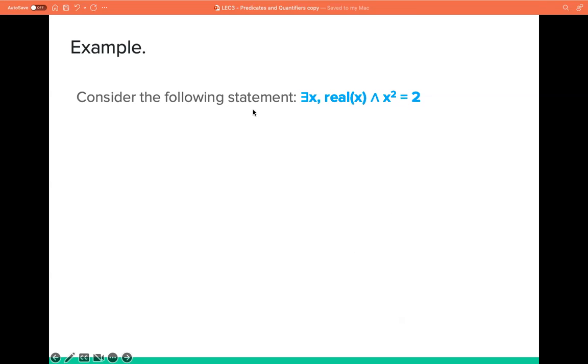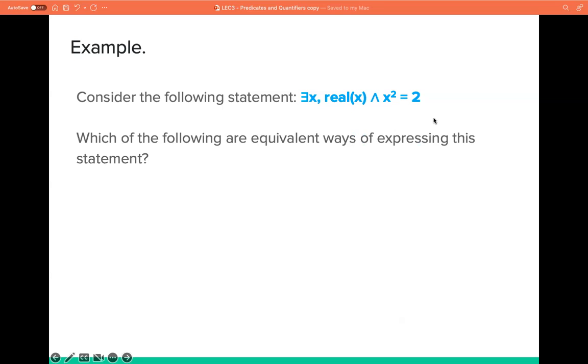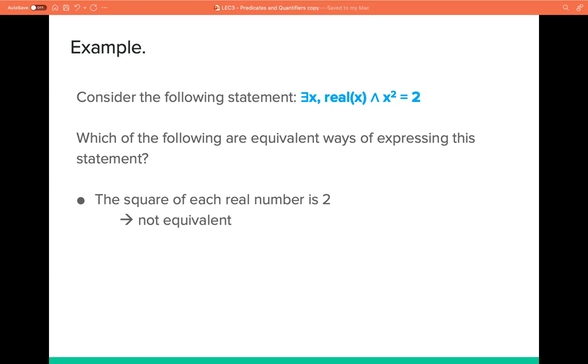Now, let us have another example. There exists X such that X is a real number and X squared is equal to 2. Which of the following are equivalent ways of expressing this statement? The first statement is that the square of each real number is 2. This is not equivalent, because here we are saying that every real number has a square equal to 2. Consider 1: if you take the square of 1, it is not equal to 2. So it is not equivalent.